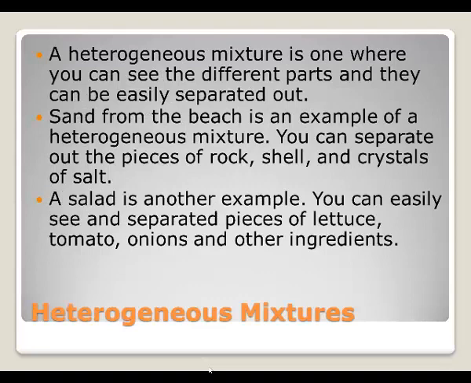There are two types of mixtures that we're going to talk about. A heterogeneous mixture is one where you can see the different parts. They're easily separated out. Sand from the beach would be an example of that. So you can actually take a scoop of sand from the beach, you can kind of look at it and you can see small rock pieces, you can see little pieces of shell. On occasion you can find little crystals of salt in it, and all of those could be separated apart. It would be a little bit difficult, but you could do it.